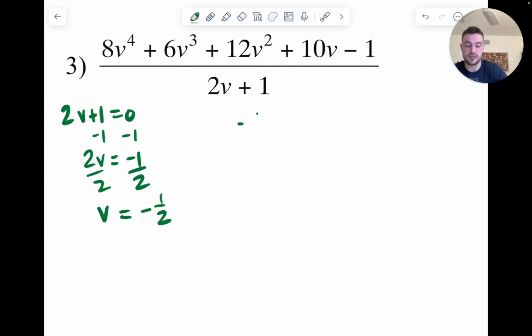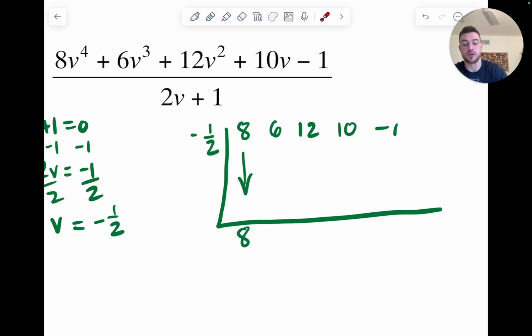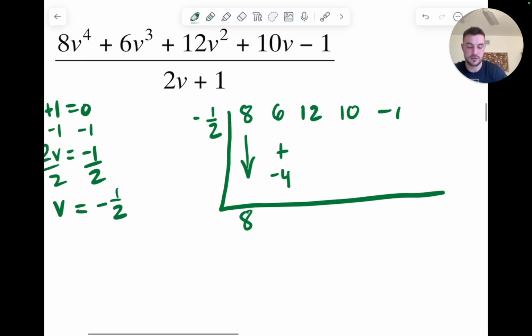So I'm going to put my -1/2 here, and then I'm going to list out all of the coefficients of what we're dividing. So we have 8 for the 8v to the fourth, then 6, then 12, then 10, and then -1. So the process remains the same. I'm going to drop the 8 all the way down, and then I'm going to multiply -1/2 and 8 to give me a -4, and we add going down. So I'll get a 2, multiply on the outside once again, and we will get -1, add going down to get 11.